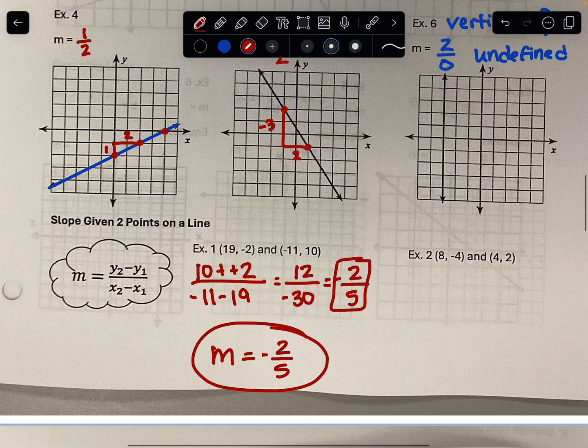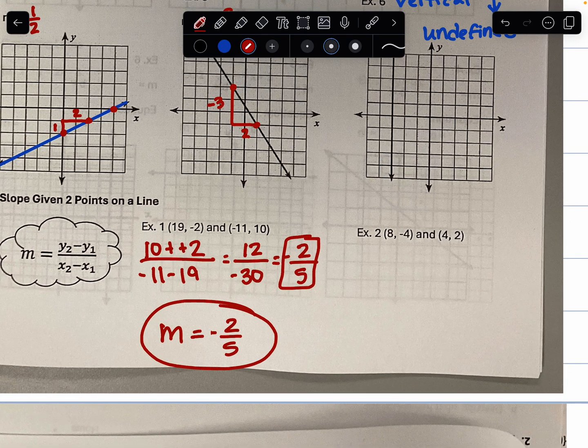It doesn't matter if you have a negative on the top or the bottom. I usually try to put it in the middle. Now, here's what does matter. What if you subtract the top and get a negative and subtract the bottom and get a negative? Then it's a positive. 2 negatives are always going to make a positive, so just be careful of that. Okay? All right, Aiden, what about example 2?